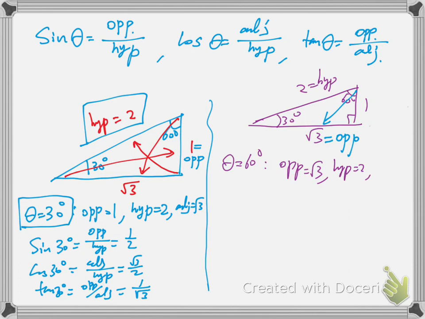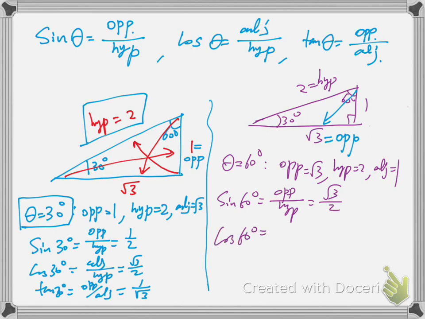So this number 1 has to be the adjacent side. It's called the adjacent side because that side is part of the angle 60, the part next to the angle 60. So sine 60 is opposite over hypotenuse. So this is radical 3 over 2.